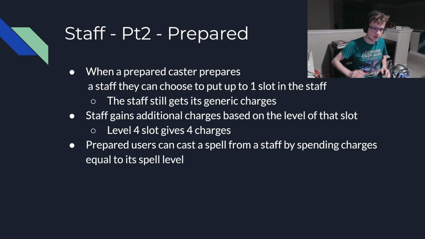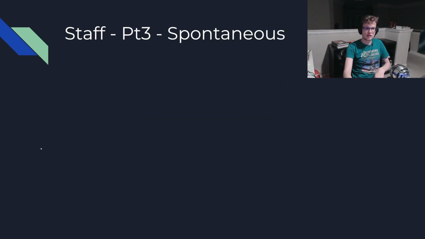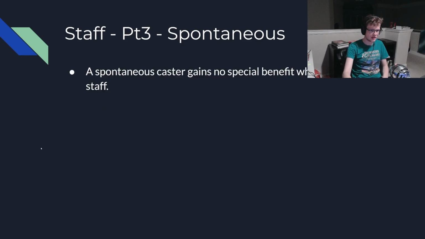And prepared users can cast a spell from the staff by spending charges equal to the spell level of the thing they're trying to cast. So if you want to cast a 3rd level heal from a staff, you need to spend 3 charges to do so. Easy enough. Now for spontaneous casters, it works a bit differently.